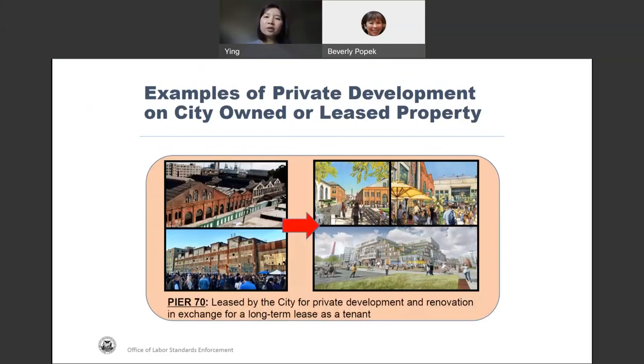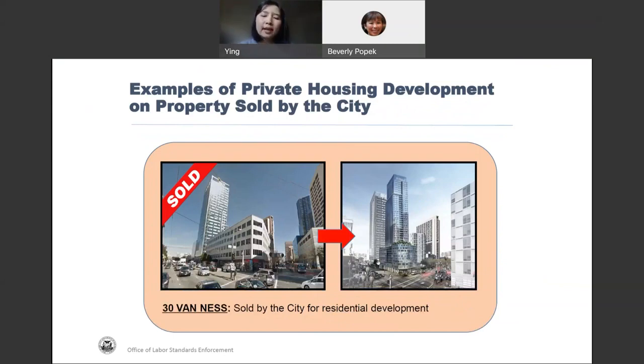So here are some examples of private development on city-owned or leased property. It's Pier 70. It was leased by the city for private development and renovation in exchange for a long-term lease to the tenants. So even though it's a private development project, prevailing wage is required. Next. The next one is 30 Van Ness. It was sold by the city for residential development. And again, because it was sold by the city, the whole project is going to require prevailing wages. Next.